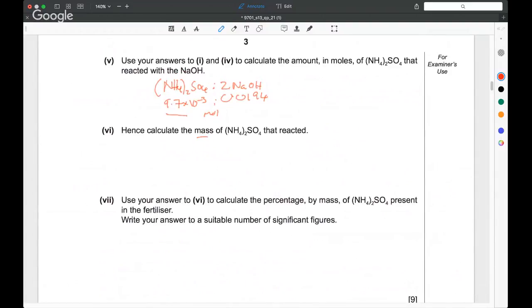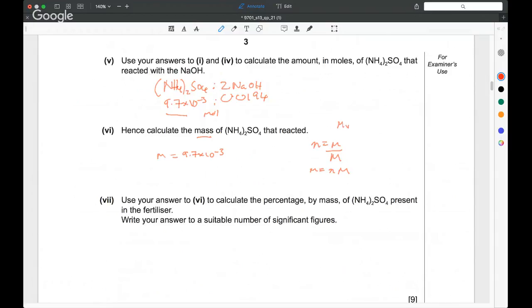All right, so we've got the amount, and we've got to convert the amount that we just calculated to a mass. Again, easy stuff really. You need to know that the amount is equal to the mass divided by the molar mass, just rearranged to make mass the subject of the equation. So mass is the amount times the molar mass. The amount we know is 9.7 times 10 to the minus 3 moles. The molar mass is just the relative molecular mass in units of grams per mole.